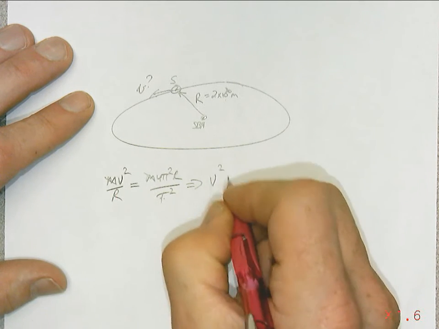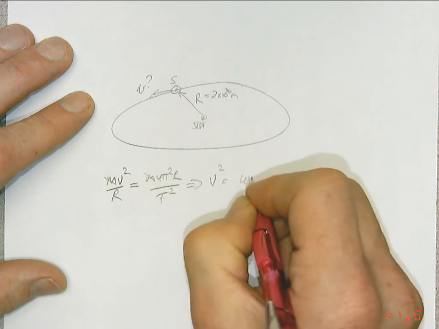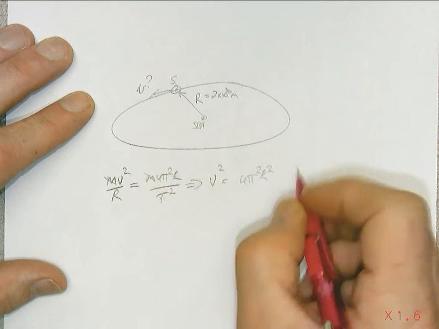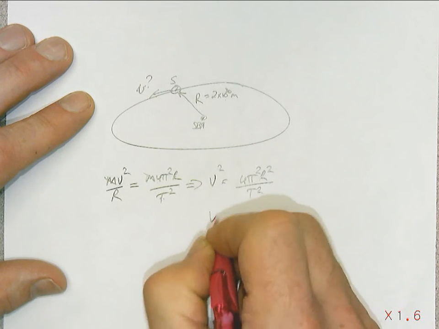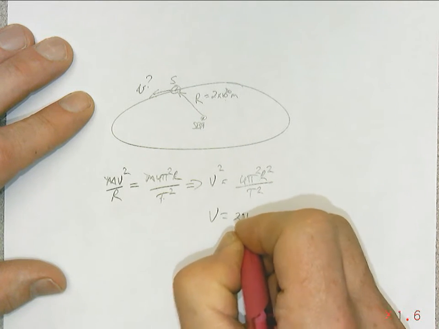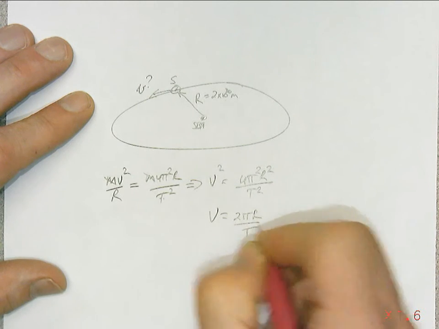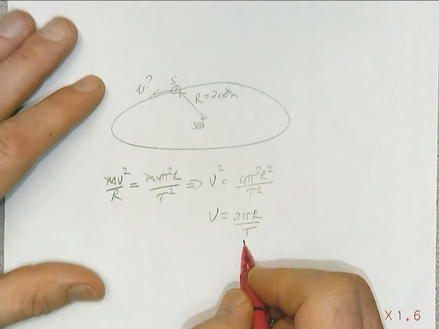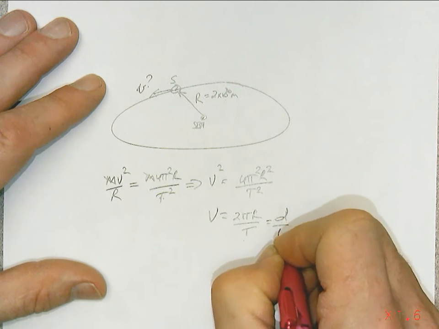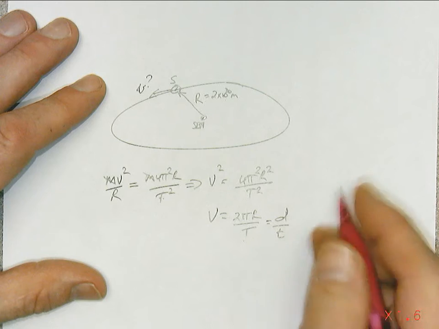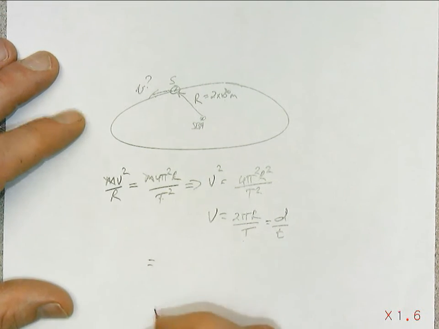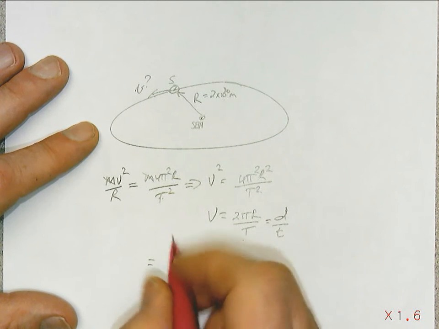Solve for v squared. V squared is equal to 4 pi squared r squared, because we have to bring that over t squared, or v is equal to the square root of all that, which is 2 pi r over t. Oh, but maybe this already looks familiar. This is just distance over time around a circle. 2 pi r over t. Very good.